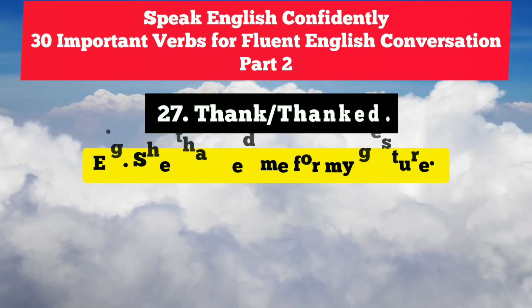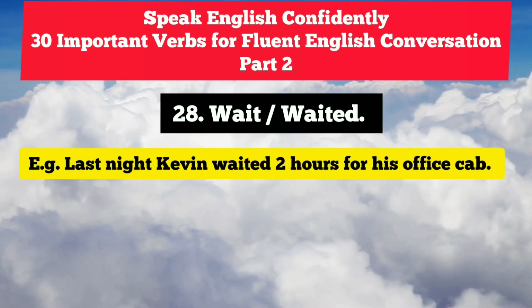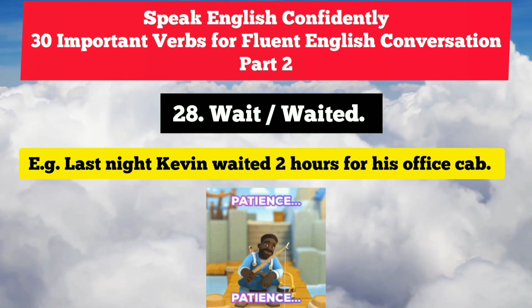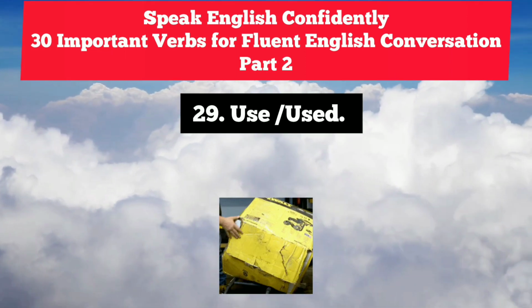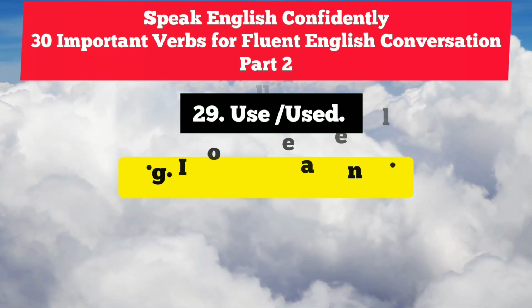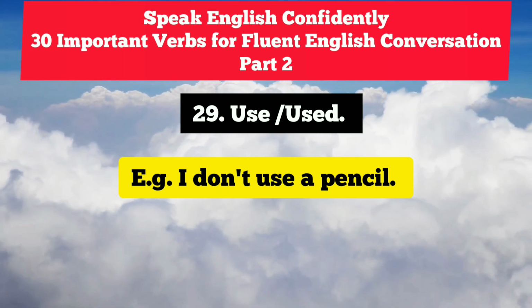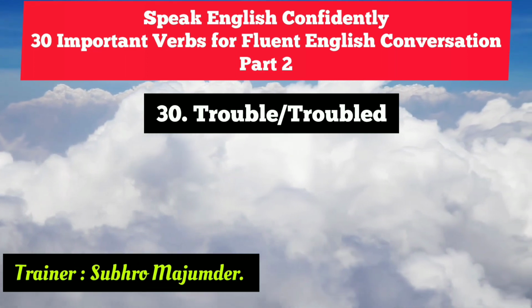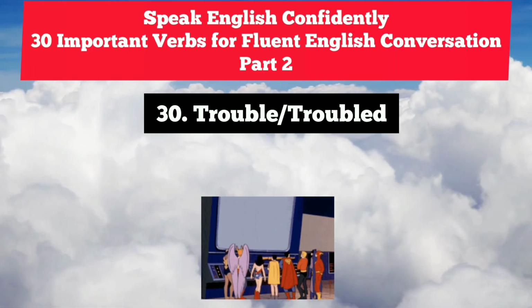So number 28 is wait, and the past is waited. Last night Kevin waited 2 hours for his office cab. Number 29 is use and the past is used. So let's see how to use this. I don't use a pencil. And the last one is number 30, which you see on your screen, trouble, and the past is troubled. Let's see the example. Atalikara troubles me every day.